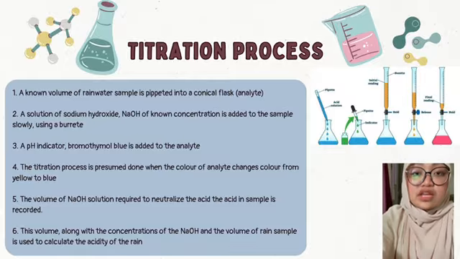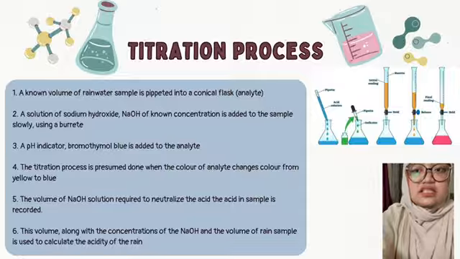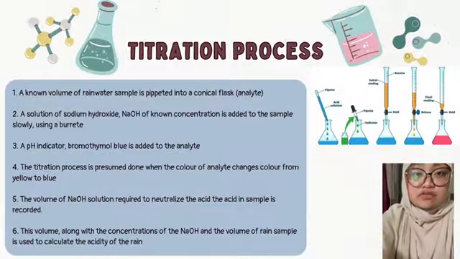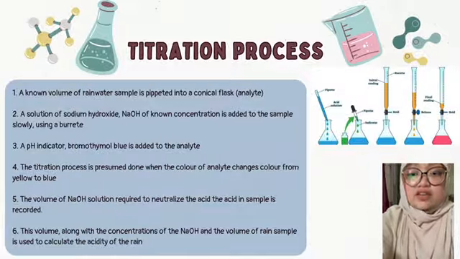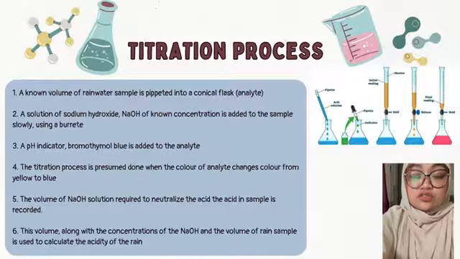Fifth, the volume of NaOH solution required to neutralize the acid in the sample is recorded. And the last procedure is that this volume, along with the concentration of the NaOH and the volume of rain sample, is used to calculate the acidity of the rain.